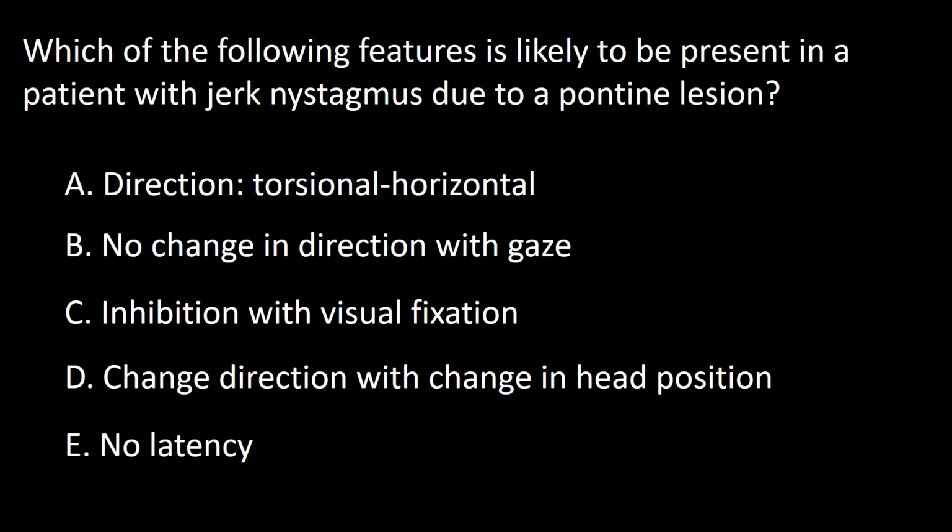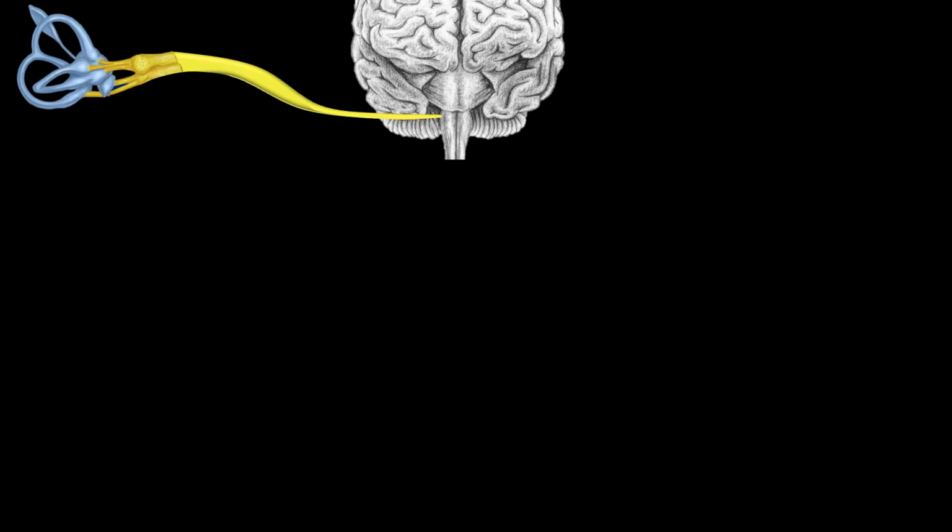Direction, torsional horizontal. B. No change in direction with gaze. C. Inhibition with visual fixation. D. Change in direction with change in head position. E. No latency. The illustration in this frame represents the peripheral and central components of the vestibular system.